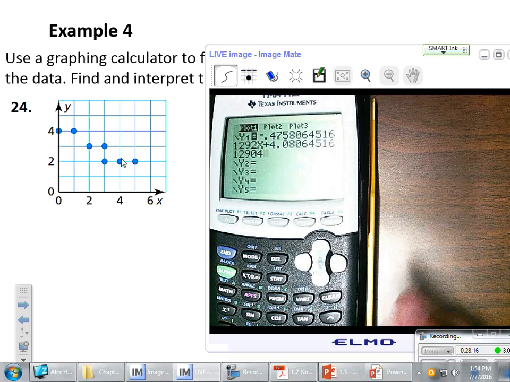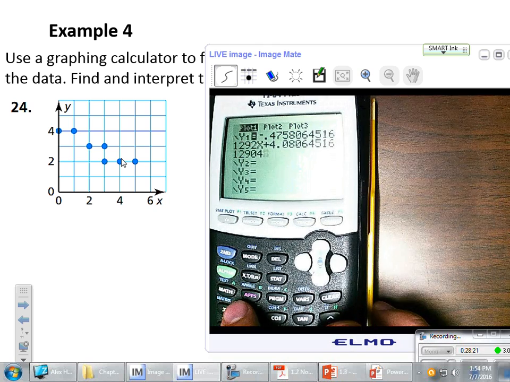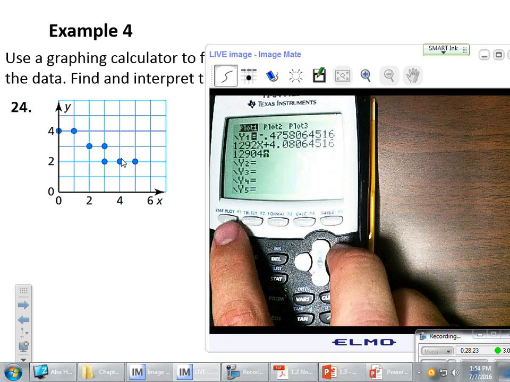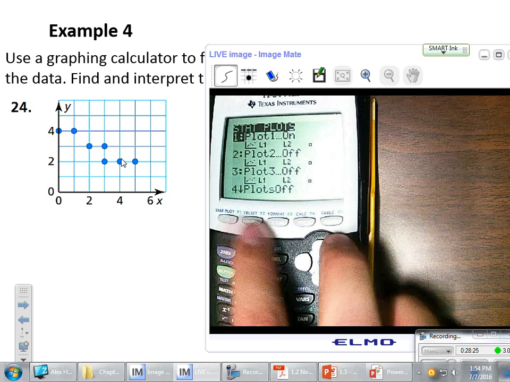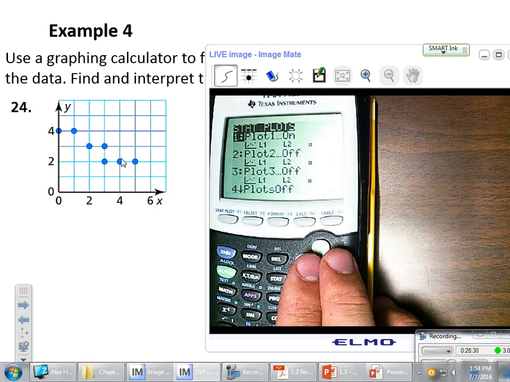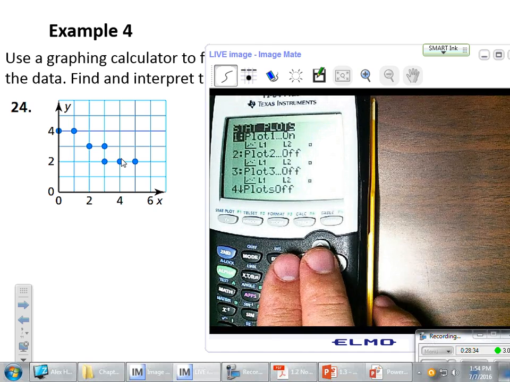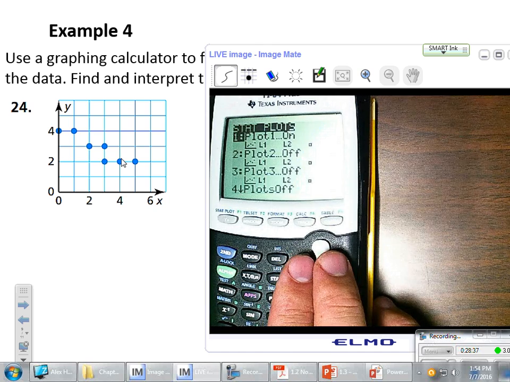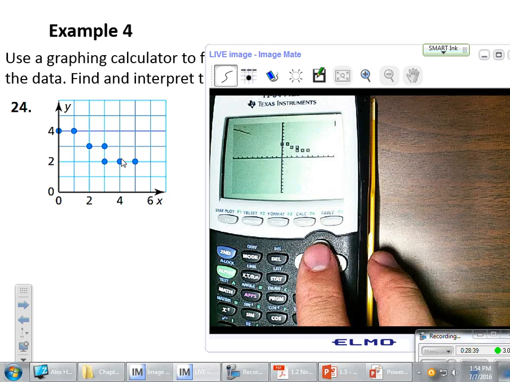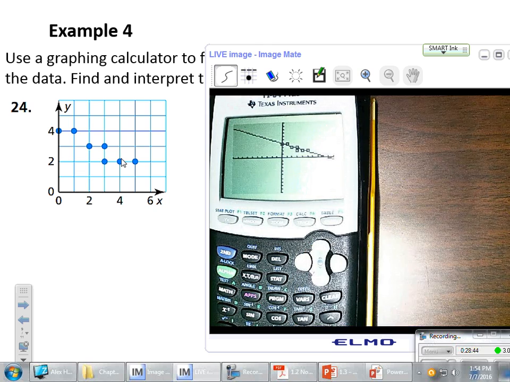Now before I graph this, if I go to second and then y equals, you'll see it says stat plot. Plot 1 is turned on. We want to make sure that is the case. Plot 1 being turned on, what that will do is that will plot all of those points that we entered in all the x's and y's for. So then I hit graph, and you can see it shows the points and the line going through. And it certainly does look like a nice line of best fit there for us.